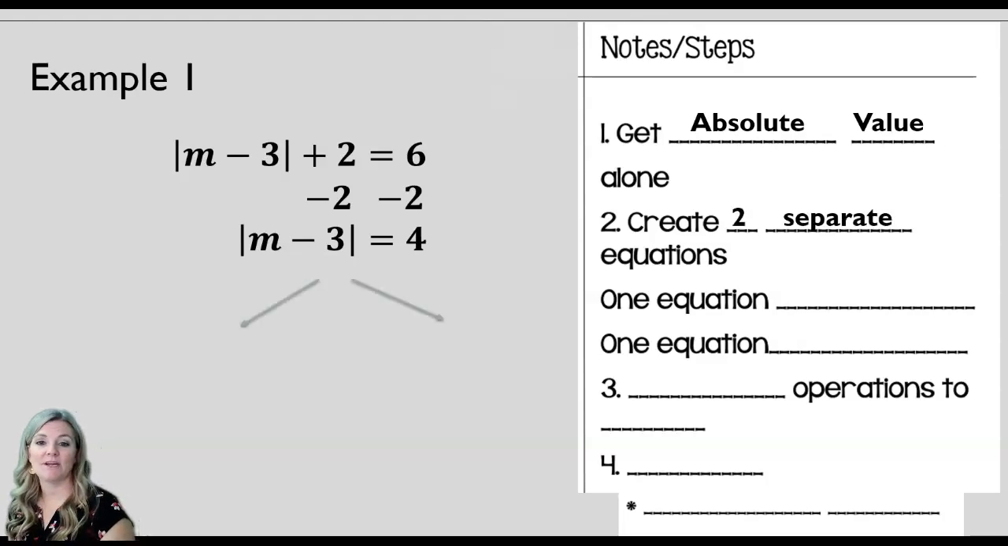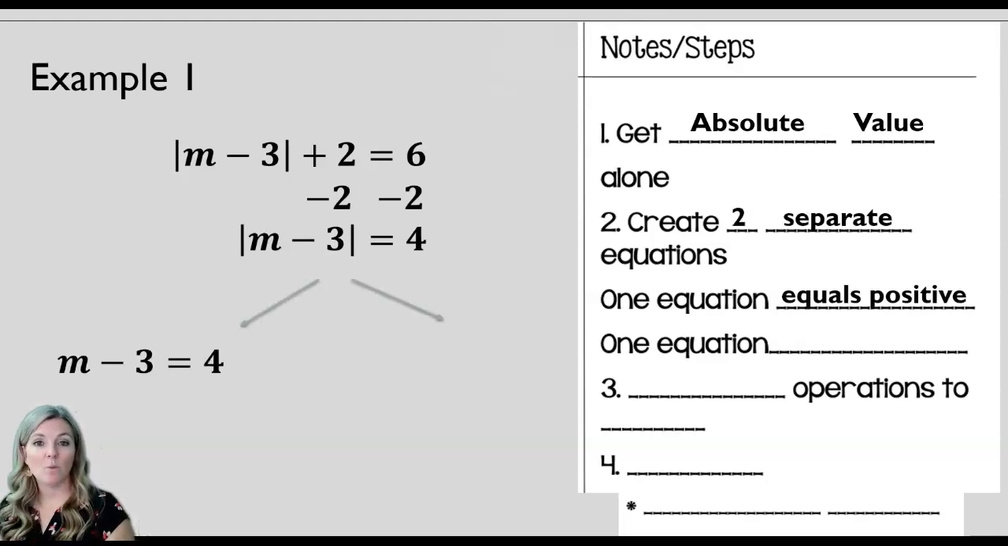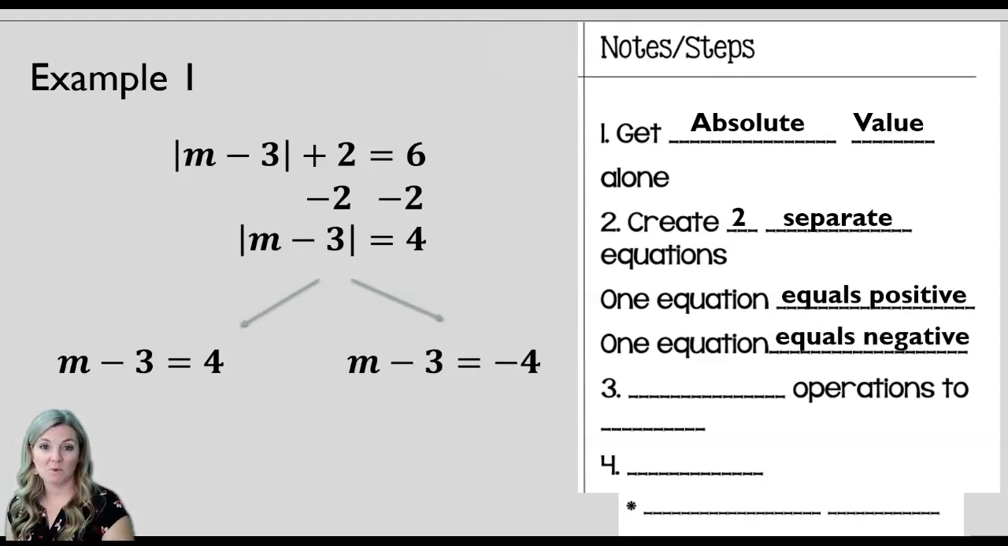Step 2, you're going to create 2 separate equations where one is going to equal a positive number and one is going to equal a negative number. And the number is the number that's there. So I have m minus 3 is equal to 4. So one just stays the way that it is. And the other one we're going to create a negative number.